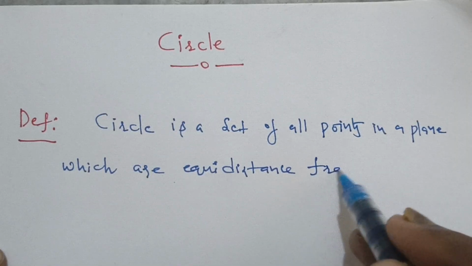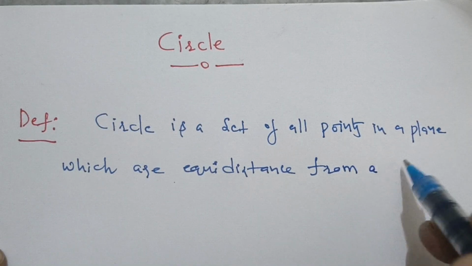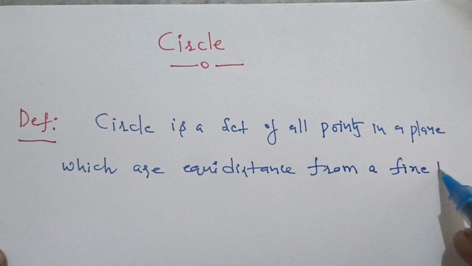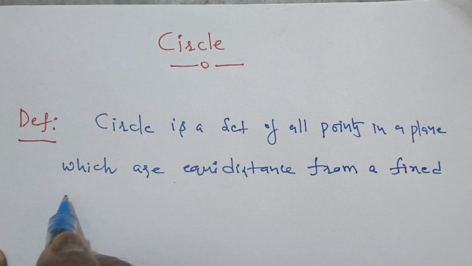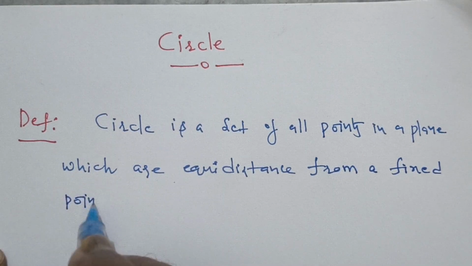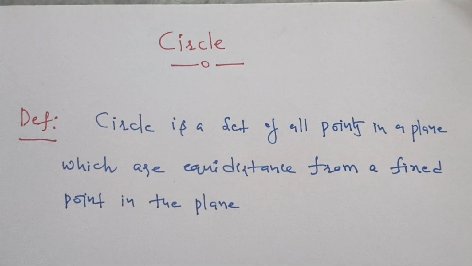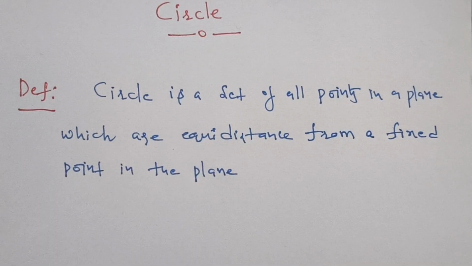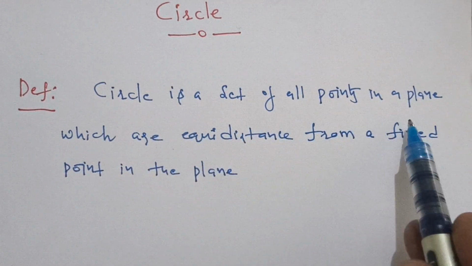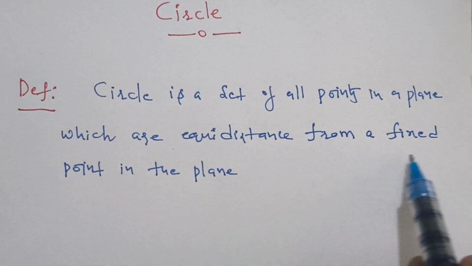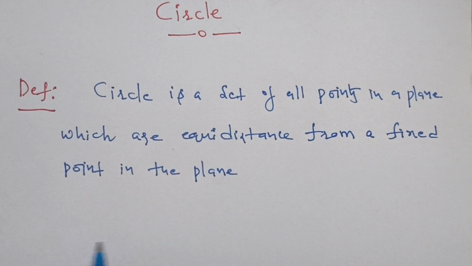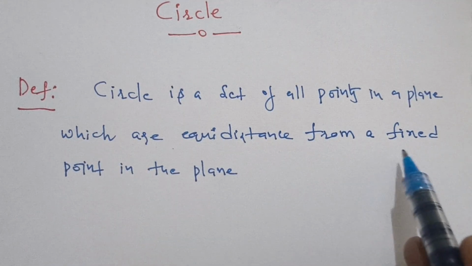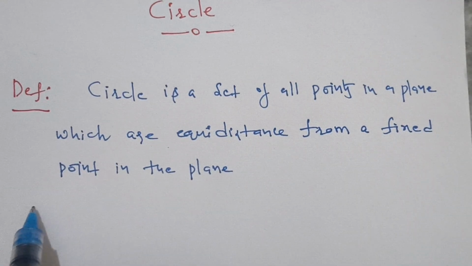A circle is a set of all points in a plane which are equidistant from a fixed point in the plane. Let me say it once again: a circle is the set of all points in a plane which are equidistant from a fixed point in the plane.